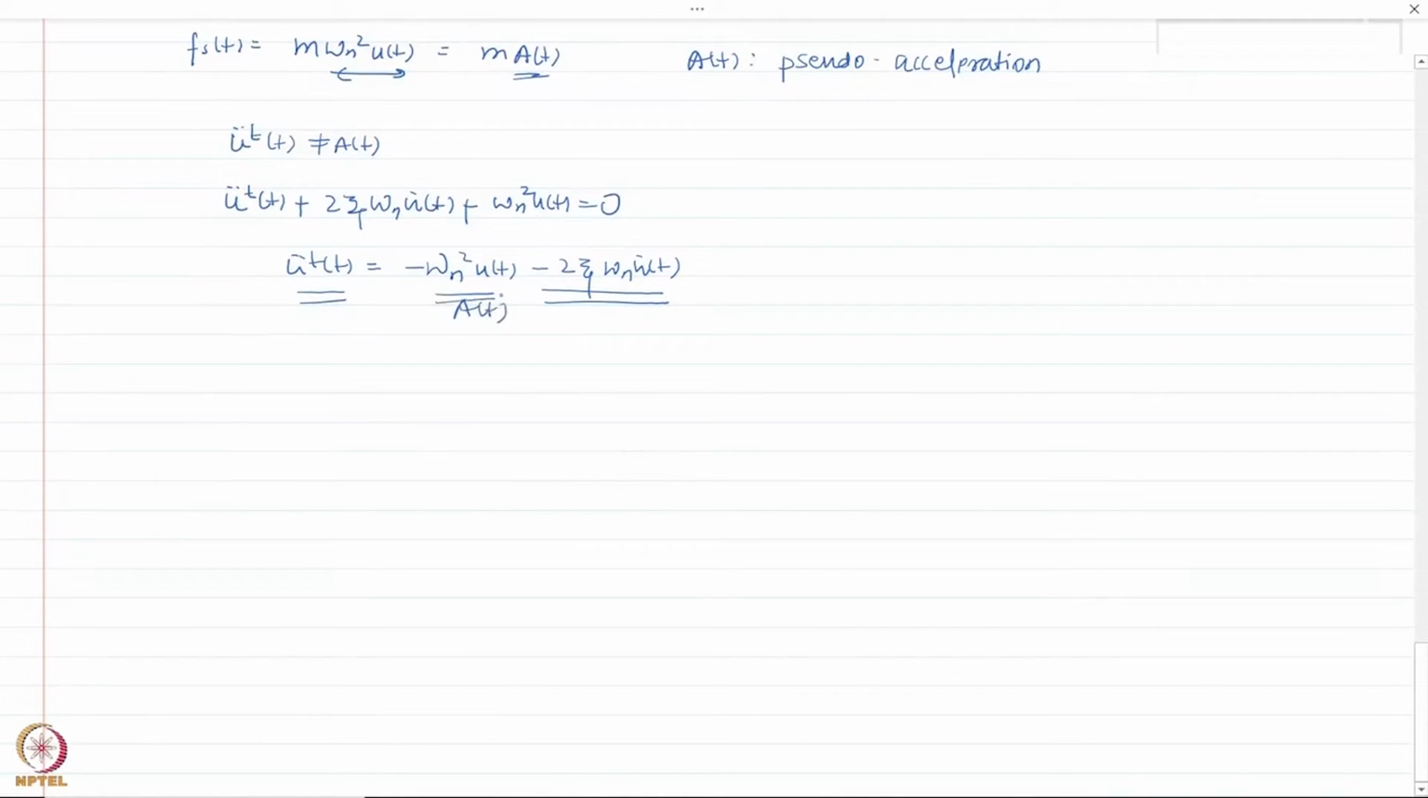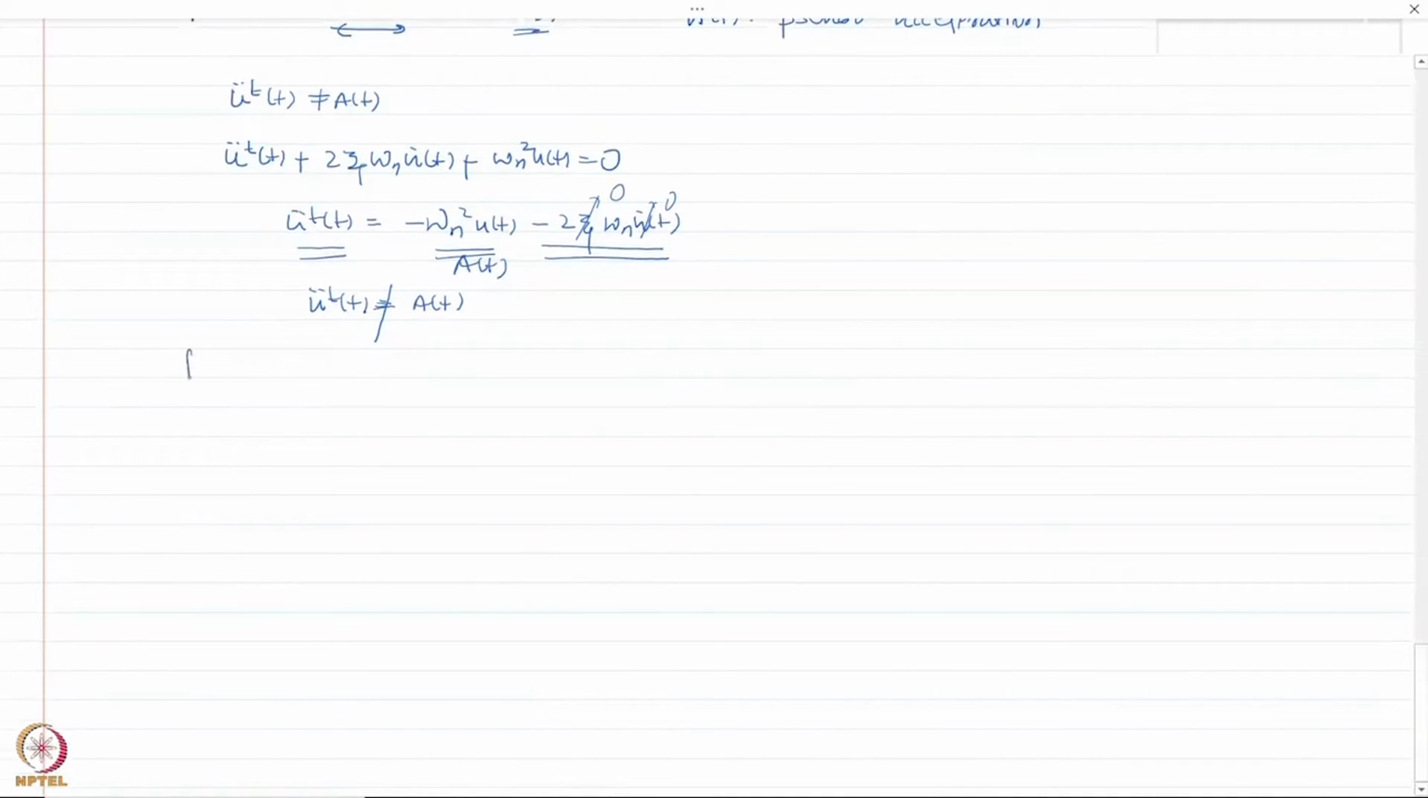If a system has zero damping, or when the velocity is zero, then of course the total or absolute acceleration is the pseudo acceleration, but in general that is not the case. So you have to keep in mind that distinction. If that is the case, then I can either apply k times u of t as the equivalent static force, or I can apply mass times the pseudo acceleration, where a of t is basically omega n square u of t.